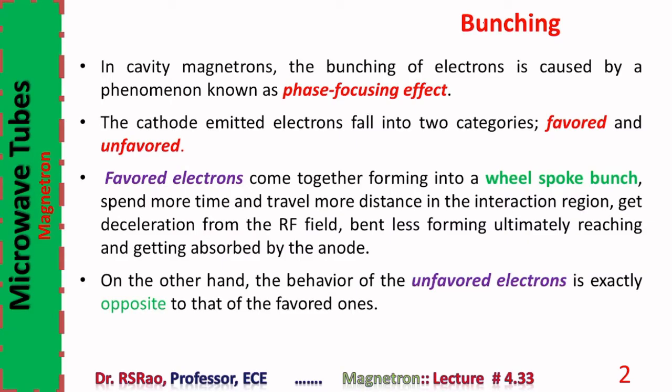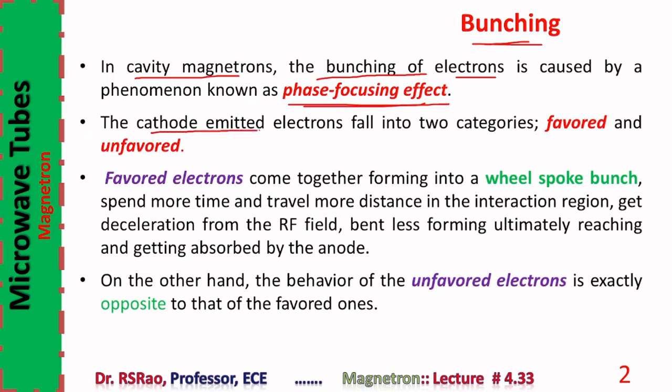Let us begin the session with bunching. In cavity magnetrons, the bunching of electrons is caused by a phenomenon. This phenomenon is called phase focusing effect. It is not at all difficult to understand this phenomenon. Here we do understand this phenomenon step by step.